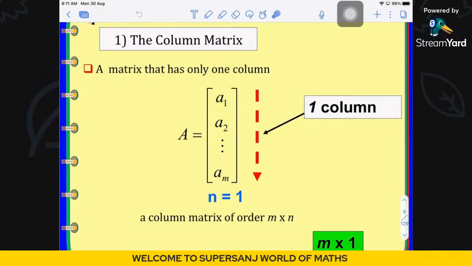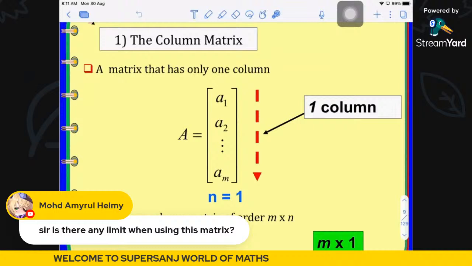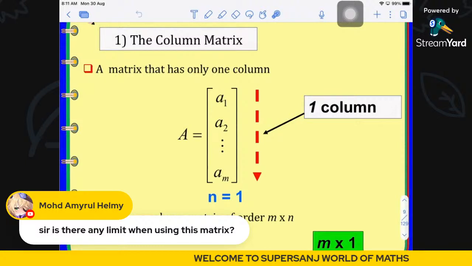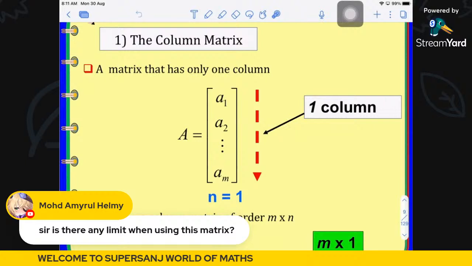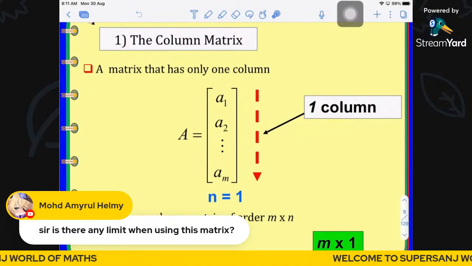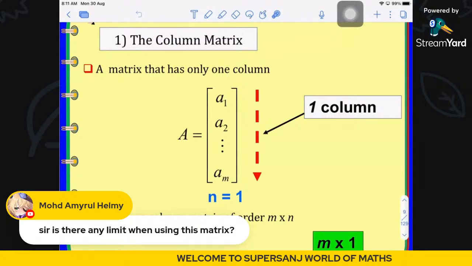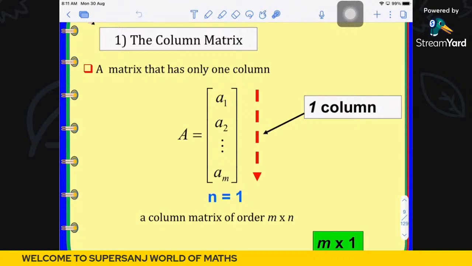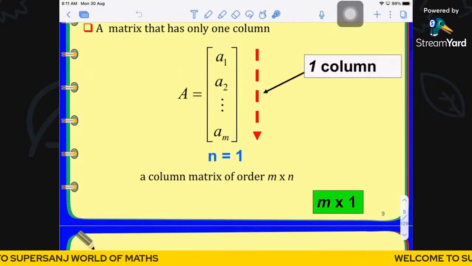Muhammad Amirul, you asked me, is there any limit when using this matrix? Of course, there will be a limit. The limit is N, so it's not infinite. But you can increase the amount of matrices you want to use, based on whatever we want to find. That is the benefit of matrices. Okay, I'll carry on some more.